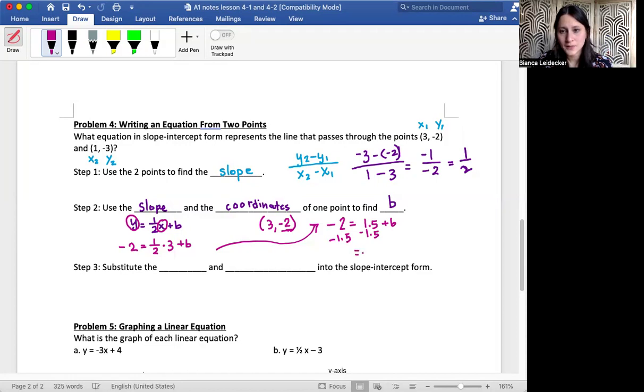And then when I work this out, this will be -3.5, or as a fraction, it's going to be -3 and 1/2.